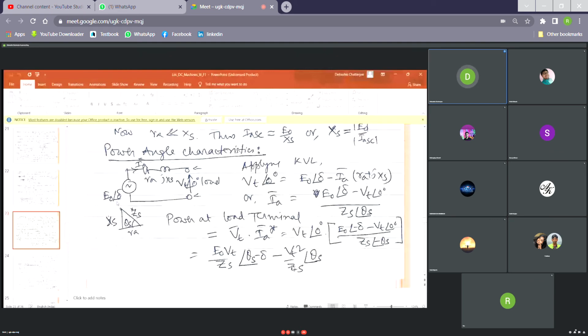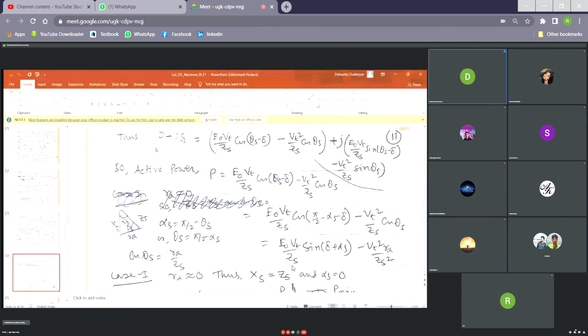So now you can split it up into real and imaginary parts, giving rise to active and reactive power. So P plus JQ equals E0 VT by ZS cos theta S minus delta minus VT square by ZS cos theta S, plus J times E0 VT by ZS sine theta S minus delta minus VT square by ZS sine theta S. That's quite clear. So P is the real part and Q is the imaginary part. Now, the active power P gives you the first part, that is E0 VT by ZS cos theta S minus delta minus VT square by ZS cos theta S.